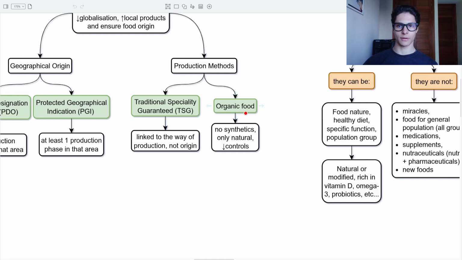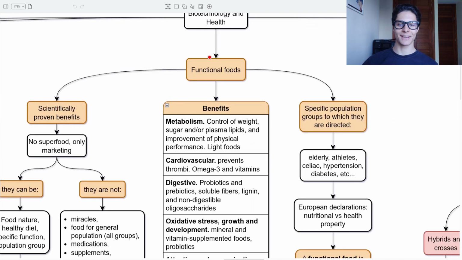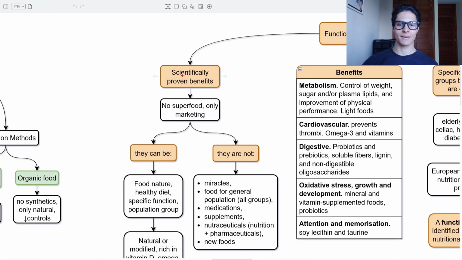And then we also have organic food. This is made without synthetics, only natural products, and it has lower controls, though. And now let's take a look at functional foods. So they have scientifically proven benefits. There is no such thing as superfood, though.